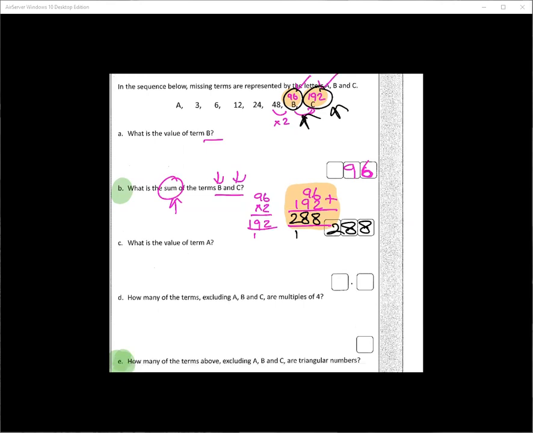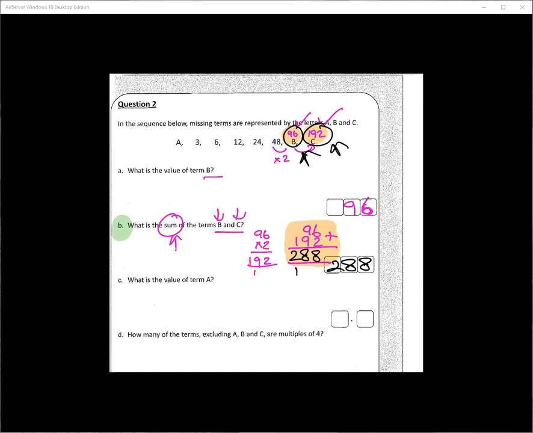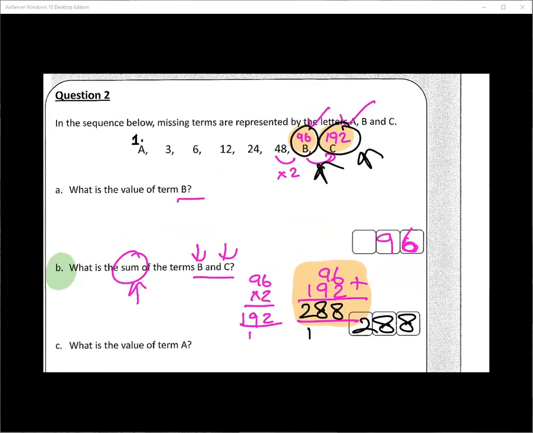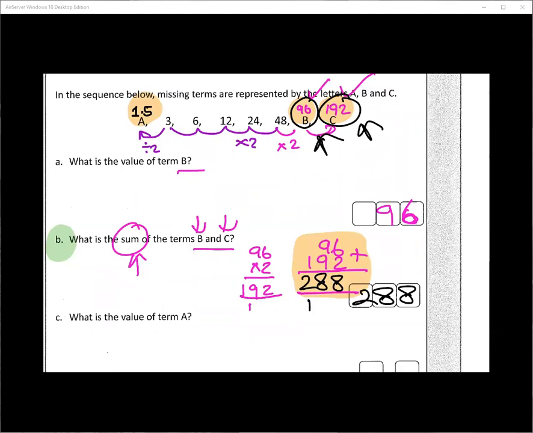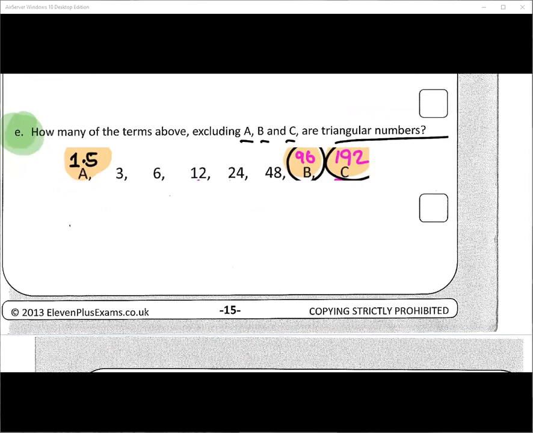Next, now we look at how many of the terms, including A, B, and C, are triangular numbers. First of all, we need to fill in A. What's the value of A? Is it 1.5? Yeah, because the opposite of times by 2 is divide by 2. That's right, because these are all timesing by 2, so if you go backwards, you have to divide by 2. Now that we know what all the numbers are, let's quickly snip it from here. Copy. Paste. Right, now for question E, can you tell me what the triangular numbers are?